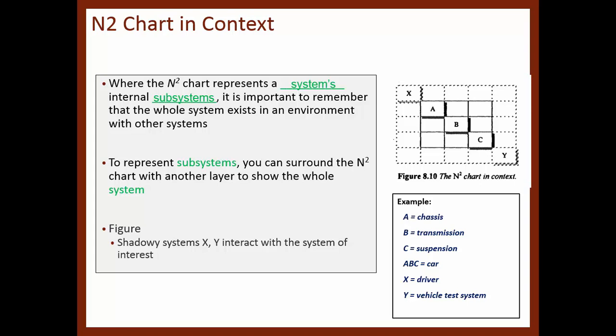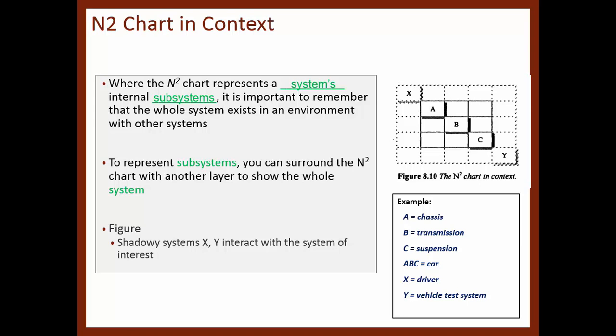So the idea is, let's say your system is contained in this area. After you have completed your n-squared chart, if you want to see how your system interacts with the environment or with other systems, you can add another layer representing those, and then see how the overall system or the actual subsystems of the system interact with the environment. In the figure, systems X and Y interact with the system of interest. So how X and how Y are interacting with the rest of the system.